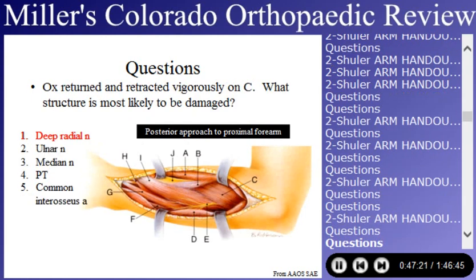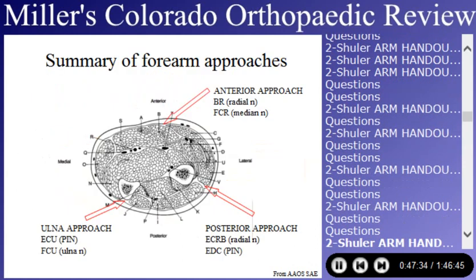Ox once again returned. We've got to get him out of the OR. Retracted vigorously on C. What structure is most likely to be damaged? Deep radial nerve. Summary of forearm approaches shown here.